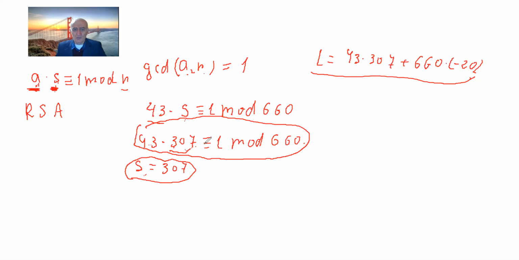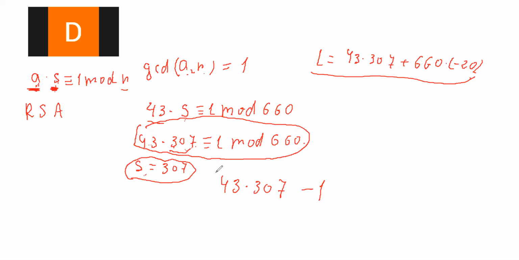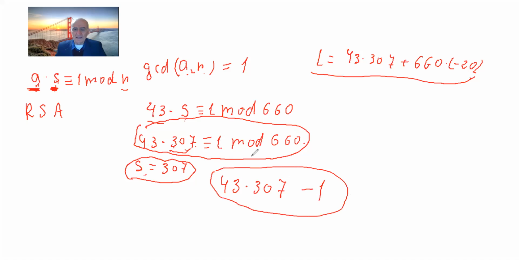Okay, let me write down what this congruence means. This congruence means that 43 times 307 minus 1 is divisible by 360. And what does it mean that it's divisible by 360? It means that we can represent it as k times 360.